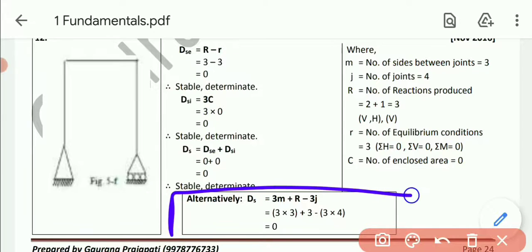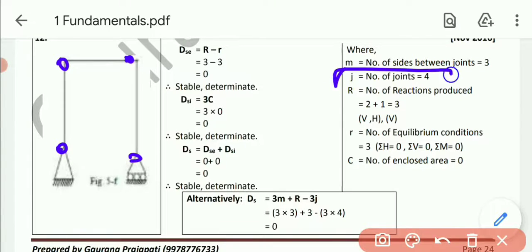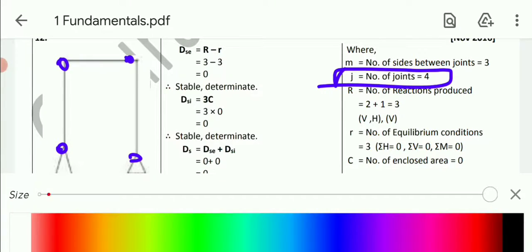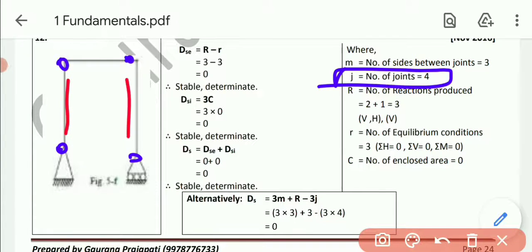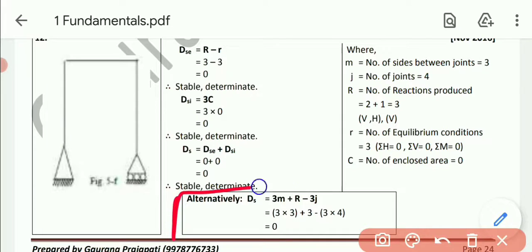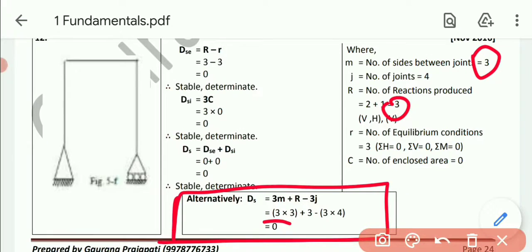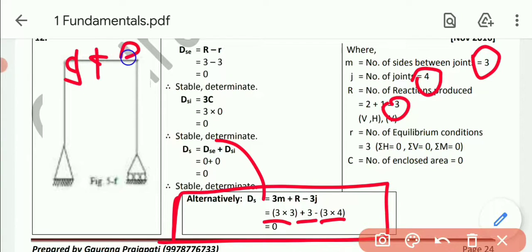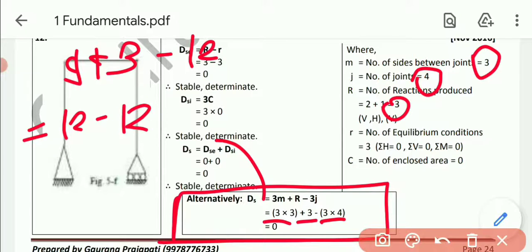For the alternate formula, we will need the value of M and J. First of all J, the number of joints: 1, 2, 3, 4. So the number of joints equals 4. M, the number of sides between the joints: 1, 2, 3. So the number of sides between the joints is 3. Finally, the alternate formula: 3 times M, that is 3 times 3, plus capital R, that is 3, minus 3 times J, that is 4. Simplification: 3 into 3 is 9, plus 3, minus 12. So ultimately 12 minus 12, answer will be 0.